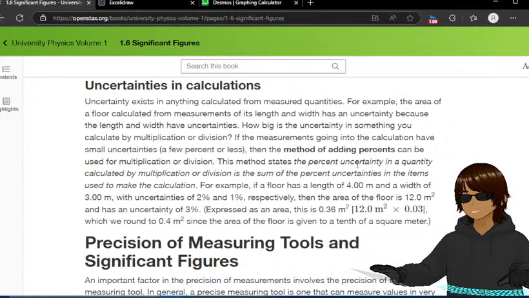So, percent uncertainty in a quantity calculated by multiplication and division is the sum of the percent uncertainties in the items used to make the calculation. Okay, so area, for example, is a quantity calculated by multiplication of two lengths. So the percent uncertainty of area, which is calculated by multiplication, is the sum of the percent uncertainties of the two lengths. All right. So, 3%. So percent uncertainty of area in this case will be the sum of the two percent uncertainties of the length, so 2% and 1%. You add them, we get 3%.